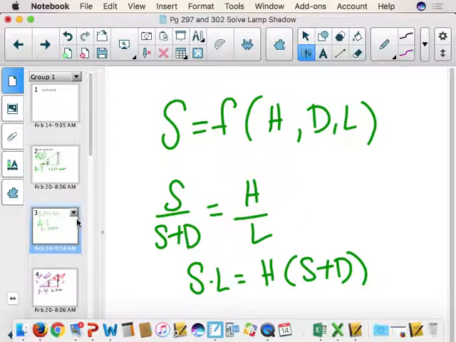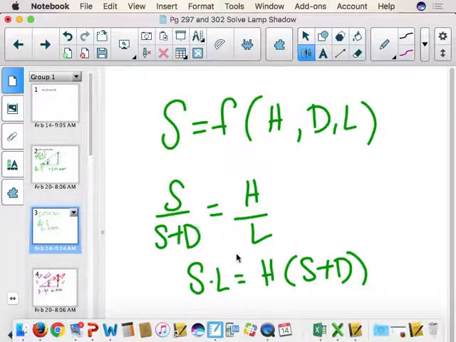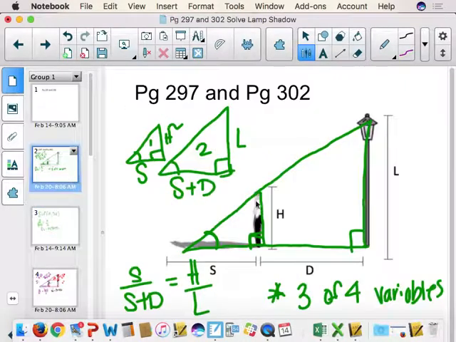So page 302 says, let's look at our shadow model again. Let's reevaluate. Are there any other triangles in this problem? The reason we ended up with 2 S's here, and we'd have to use a lot of algebra to get S by itself, is because we had 2 S's. So we need to find another similar triangle in this model that's not using S.